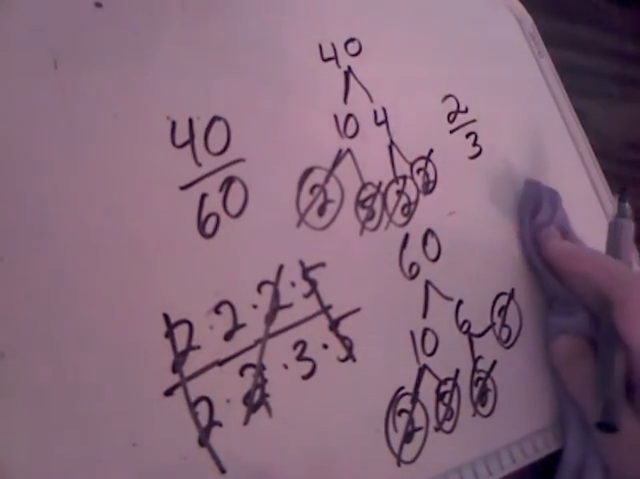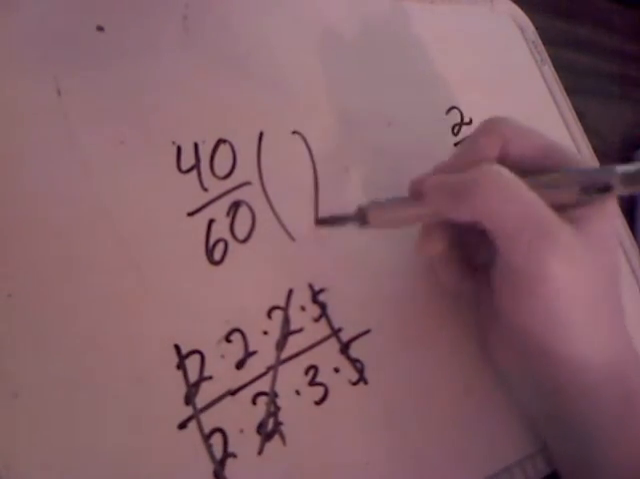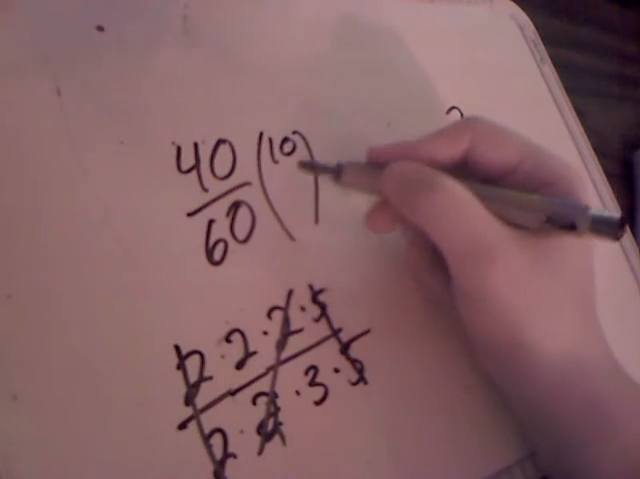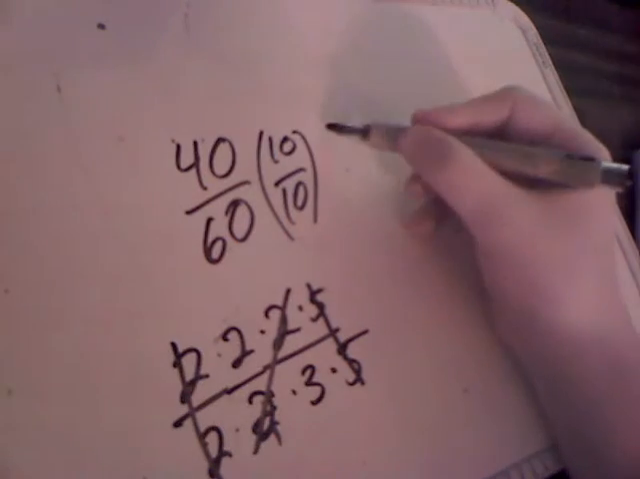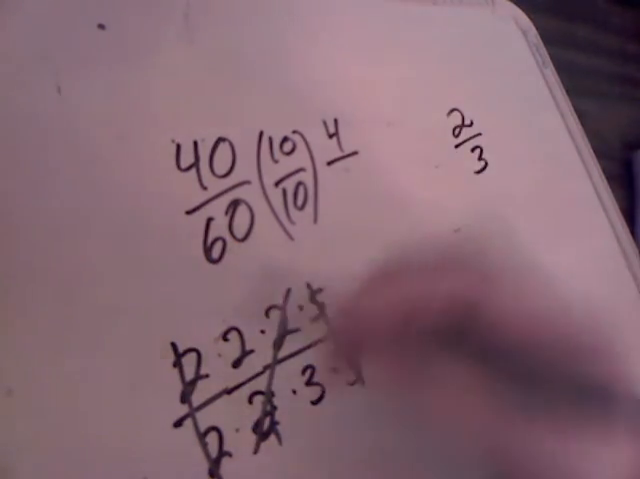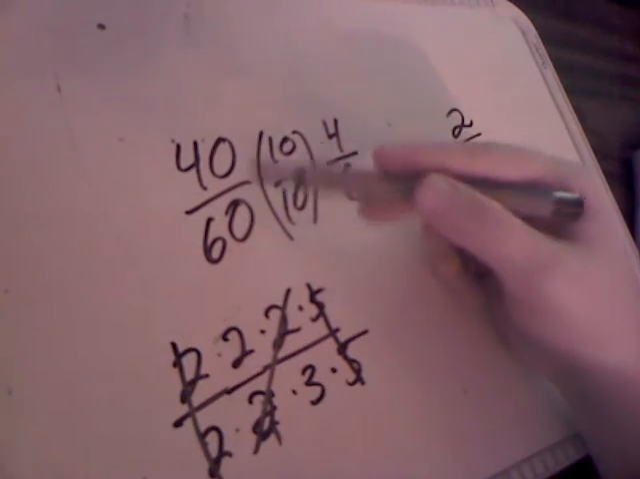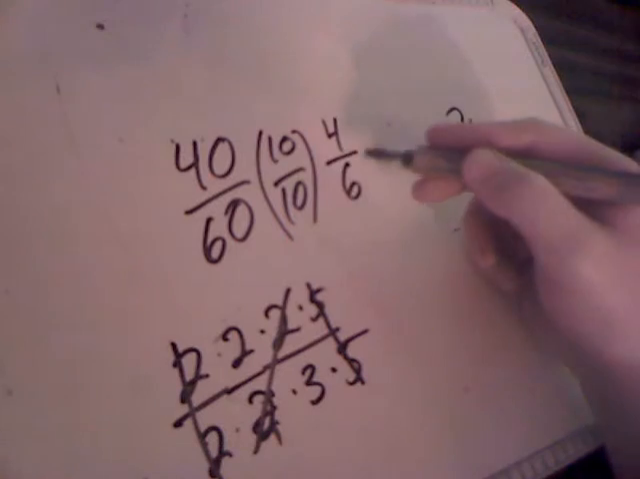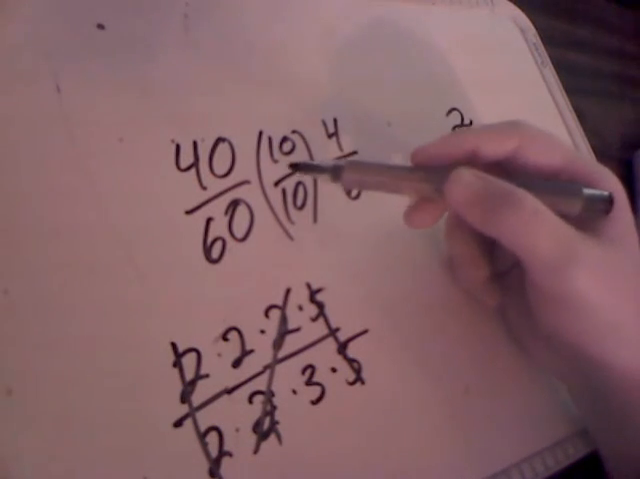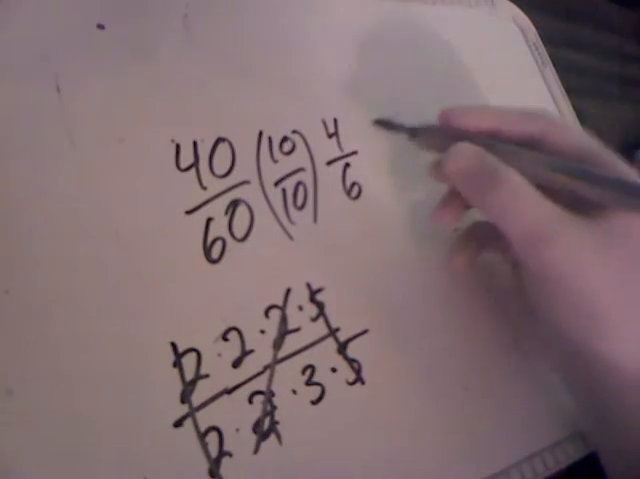Now, if you wanted to, you could also have done it this way. 40 over 60, let's divide by something. Let's divide by 10 over 10. Let's use that fractional one. 40 divided by 10 is 4. 60 divided by 10 is 6. And if you notice, anything that ends in 0, you can just knock off the 0 and get the same thing. So you didn't even technically have to write that. You could just say 40 over 60 is the same thing as 4 over 6.